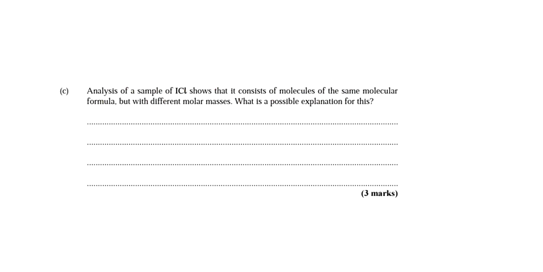Now, part C: an analysis of a sample of ICl shows that it consists of molecules of the same molecular formula, but with different molar masses. When they say the same molecular formula, they mean ICl. They're analyzing a sample of ICl, and they notice that the molecules each have the molecular formula ICl, but the molar masses are different. When they say molar masses, they mean 1 mole of ICl, and some of the molecules seem to be different. Now, why is that? Let me show you something.